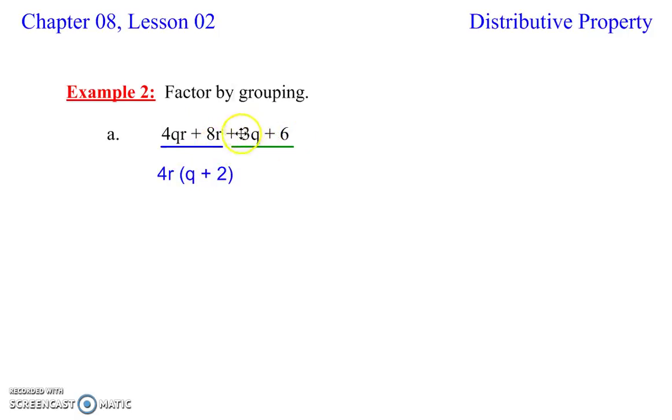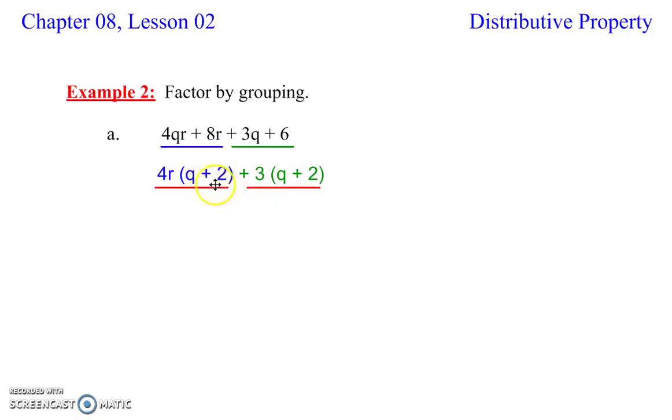Out of these two, I can factor out a 3q. So plus 3, sorry, not 3q. I can only factor out the 3. Leaves me with q plus 2. Now notice what happened here. Both of these parentheses are the same. 4r is being multiplied by q plus 2, and 3 is being multiplied by q plus 2. That means they both have a common factor. That common factor is q plus 2.